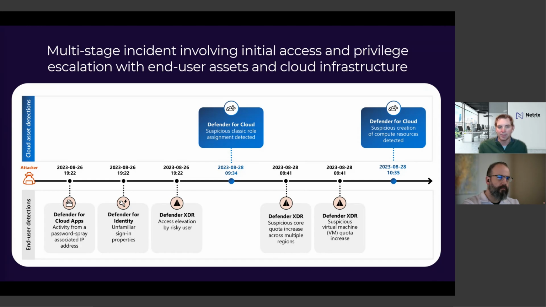So in this example, we're getting signals from the sign-in logs itself and Defender for Cloud Apps, maybe Entra ID in this case. We're seeing signals from Defender for Identity of unfamiliar sign-in properties. And then Defender XDR overall is looking at a risk level, kind of putting together an incident from that component.